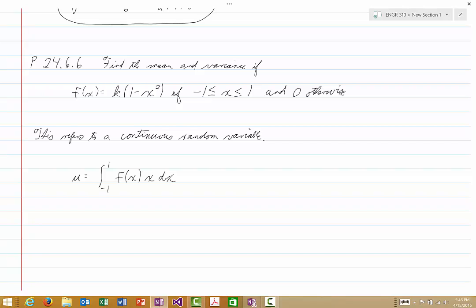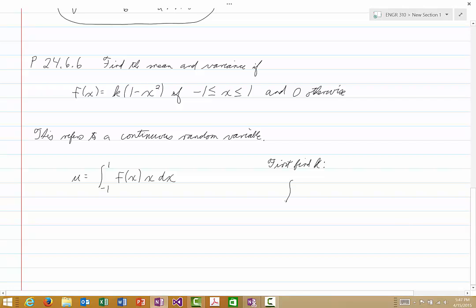But you notice that we cannot continue with this calculation at this point because f of x has this value k in it, and so therefore we can't calculate mu unless we know k. So the first thing we're going to have to do is, let's say, first find k. And I hope that you all will remember how to do that.